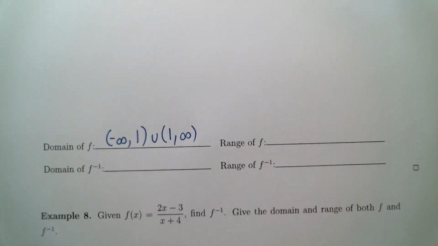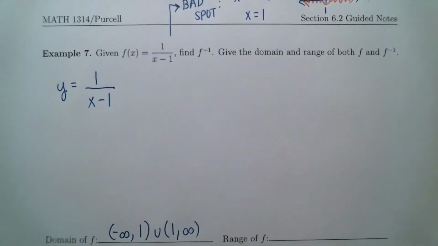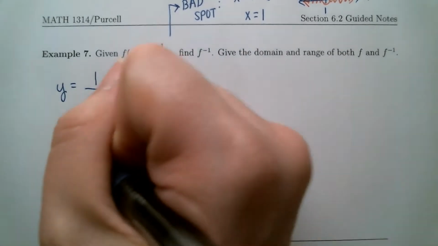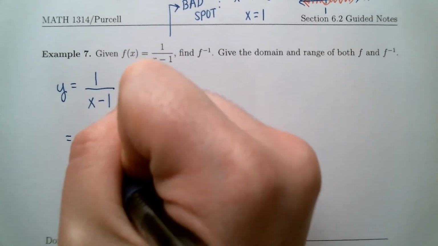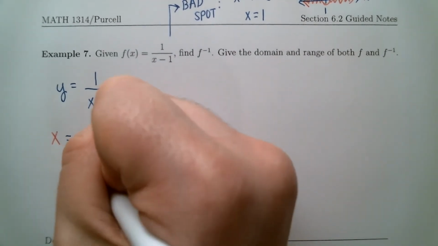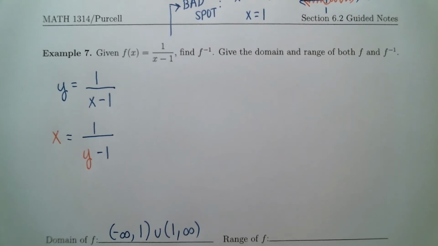All right, so now let's start working on finding the inverse function. Same protocol here. I'm going to start by changing f of x to y. So I get y equals 1 over x minus 1. And then in the next step, you need to switch x and y. So I am going to get that x equals 1 over y minus 1. You've got to solve this for y now. And that seems a little intimidating because this is a fraction.